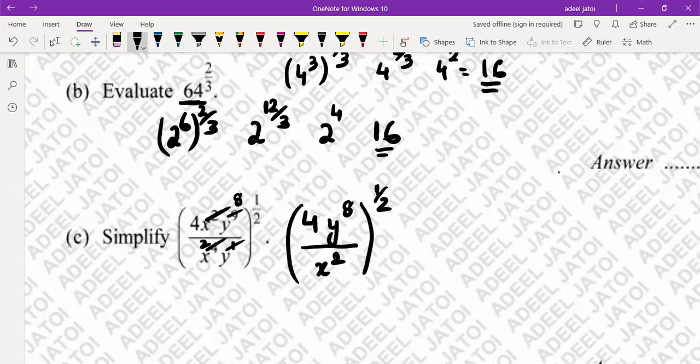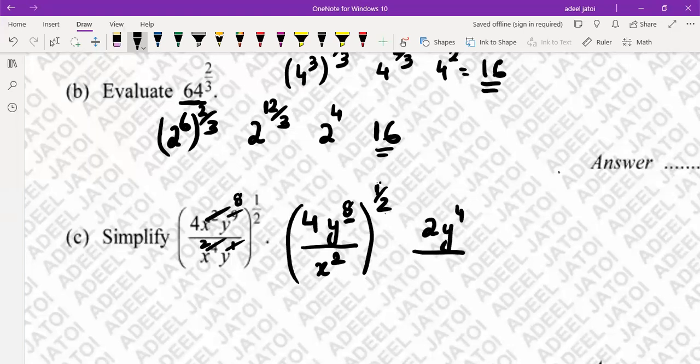We have 4 and power is half. That means it will be under root 4. Under root 4 is 2. So we can write 4 as 2. This 8 that is in the power of y, 8 will be multiplied by 1. 8 ones are 8. 8 divided by 2 will be 4. So y will be y to the power 4.